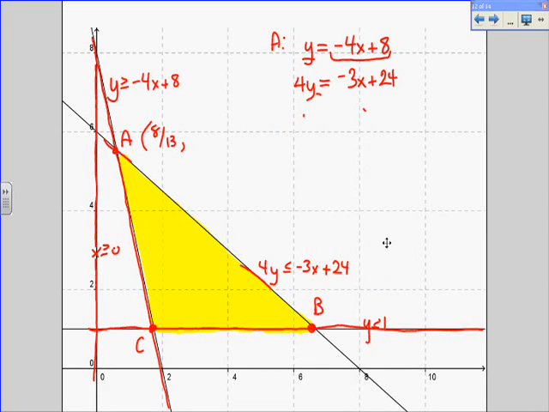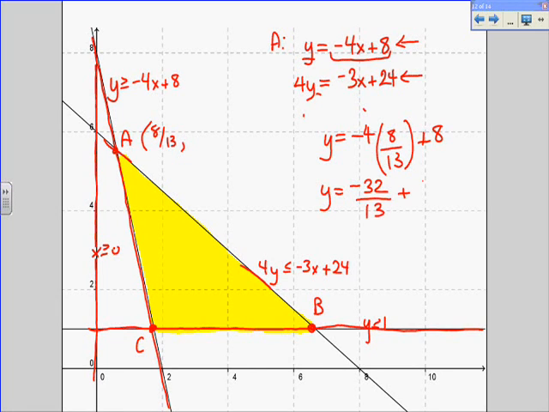So now that we know that x is 8 over 13, what are we going to do to figure out what y is? So we're going to have to do a little bit of solving. We're going to have to basically replace one of our x's in either this equality or this one with 8 over 13. I'm going to go with the first one because it's already isolated for y. So I have negative 4 times 8 over 13 plus 8. That gives me y is equal to negative 32 over 13 plus 8.